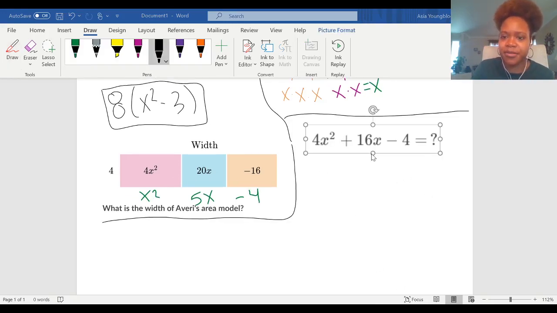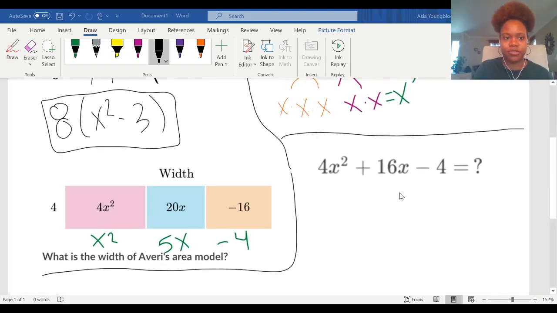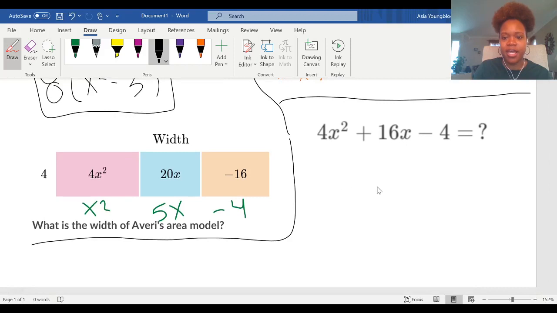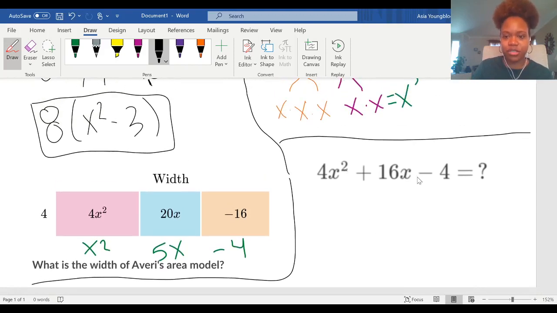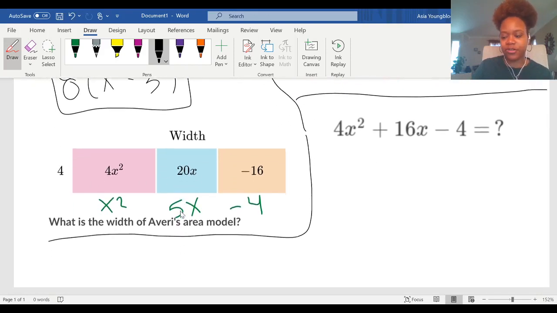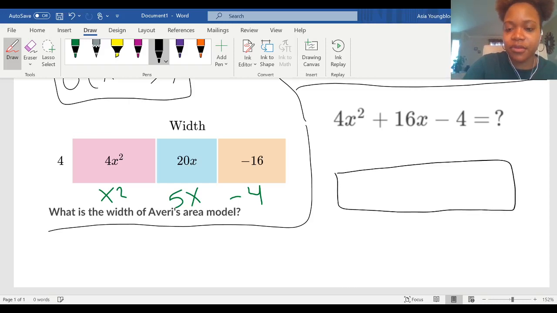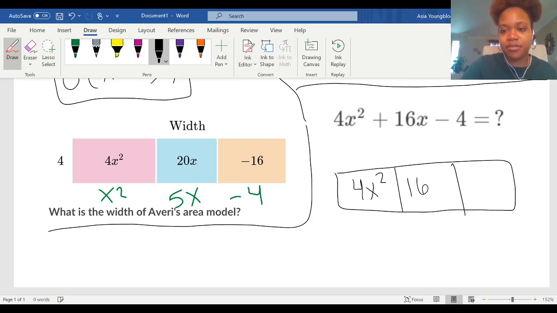In this next problem, we are asked to factor this quadratic expression. So again, we want to draw our area model. And for this problem, we have 3 terms, just like our previous problem here. So we're going to need 3 boxes. So we'll draw our area model. 1, 2, 3 boxes. In our first box, we're going to put this 4x squared. In our second box, we're going to put 16x. And our third box will be negative 4.